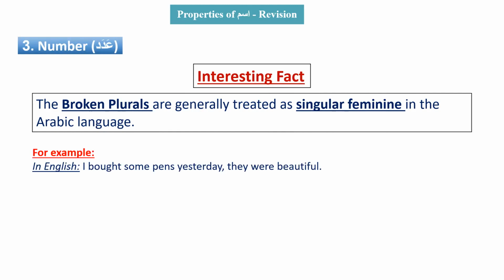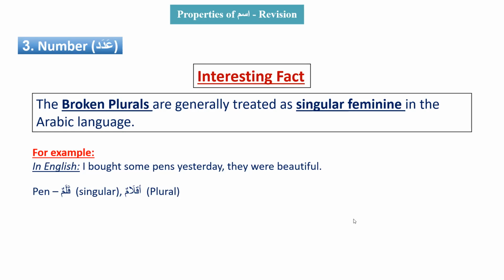For example, I say, I bought some pens yesterday. They were beautiful. There is nothing wrong with this sentence. This is a regular sentence. Now, the Arabic for pen is qalam, and its plural is aqlam. So what kind of plural is this? Aqlam.